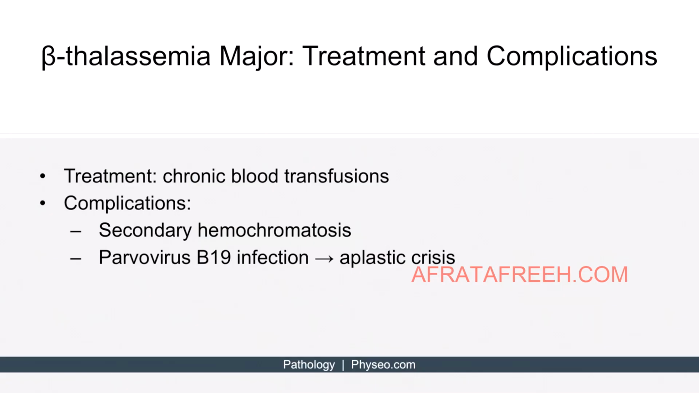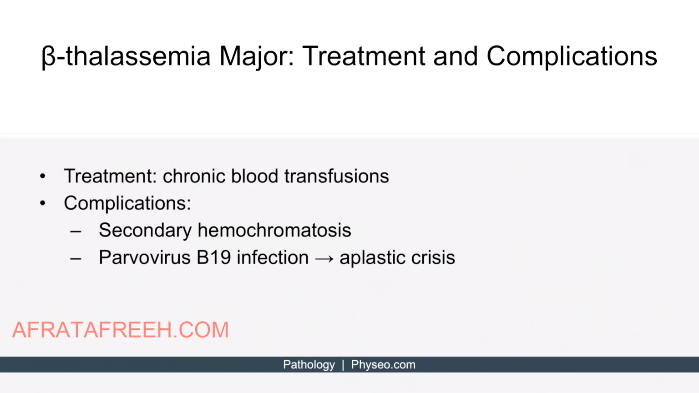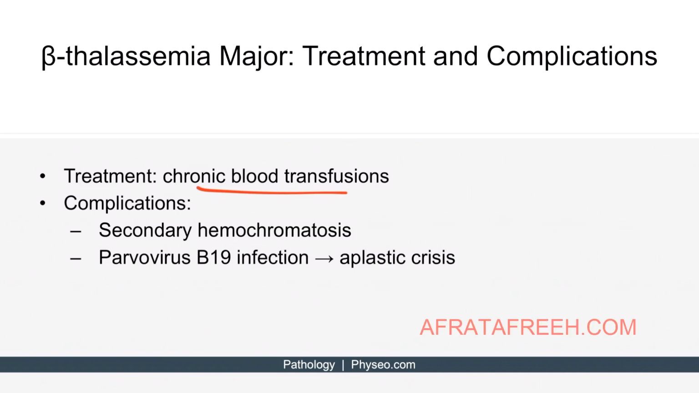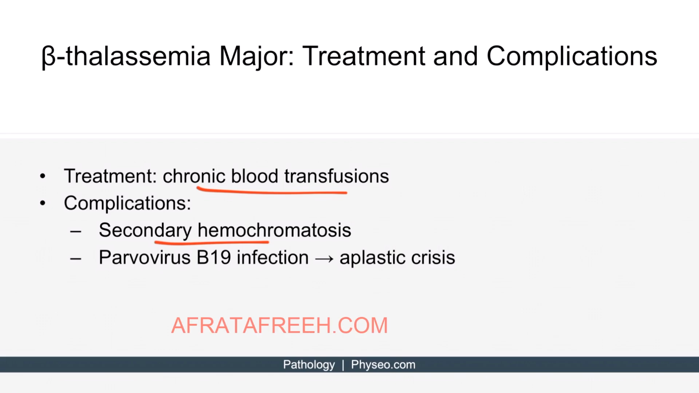Beta thalassemia major must be treated with chronic blood transfusions to replace the blood cells that are hemolyzed and correct for the slow and dysfunctional hematopoiesis. Treatment can be complicated by secondary hemochromatosis, which refers to excessive iron in the tissues. It can also be complicated by a parvovirus B19 infection. This increases the risk of an aplastic crisis.